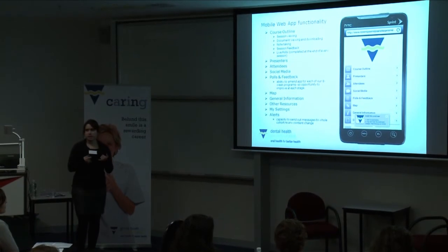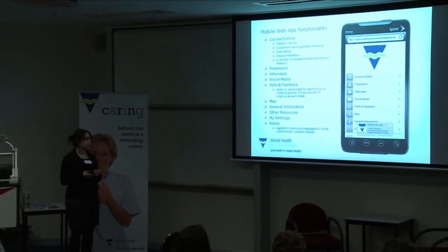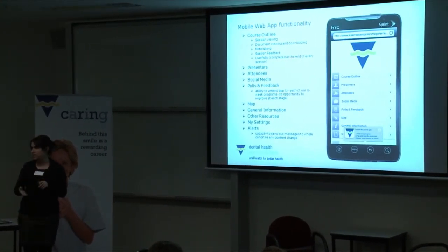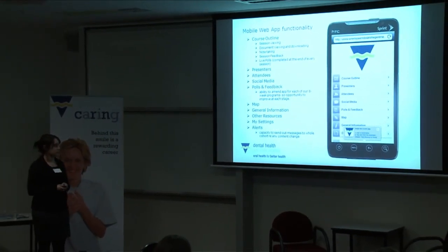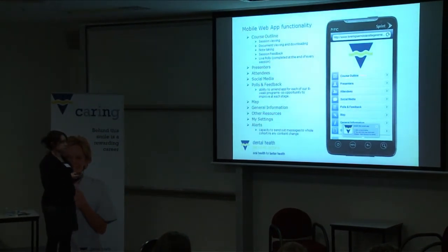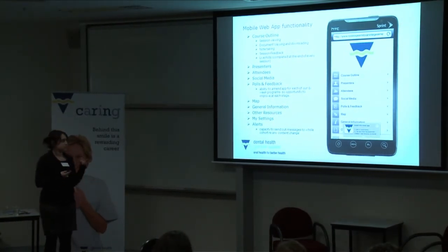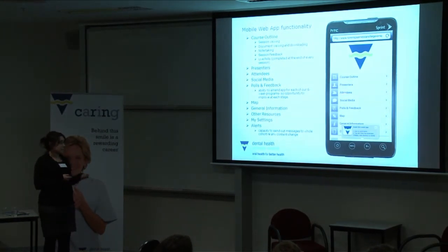So course outlines, basically their timetable, all their sessions, documents included. They can take notes, they can have the app up, take notes, and then have the notes emailed back to themselves, so they've got them all stored in the one area. There's a presenter section, so each presenter has their own profile, and the students can read and whatnot. Attendees also have their own profile, so with networking, Facebook, LinkedIn, it's all connected.